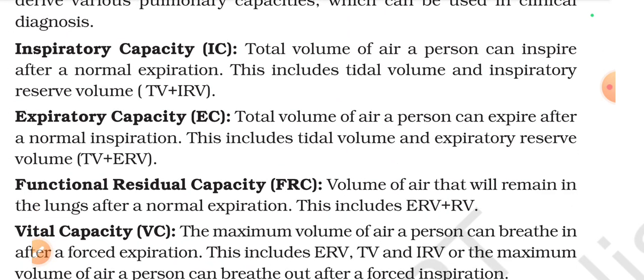Total volume of air a person can inspire after a normal expiration. This includes tidal volume and inspiratory reserve volume. It is TV plus IRV. Second is expiratory capacity, EC. Total volume of air a person can expire after a normal inspiration. This includes tidal volume and expiratory reserve volume. It is TV plus ERV.